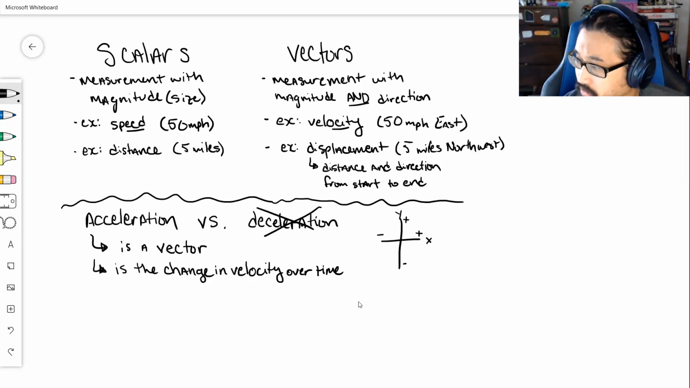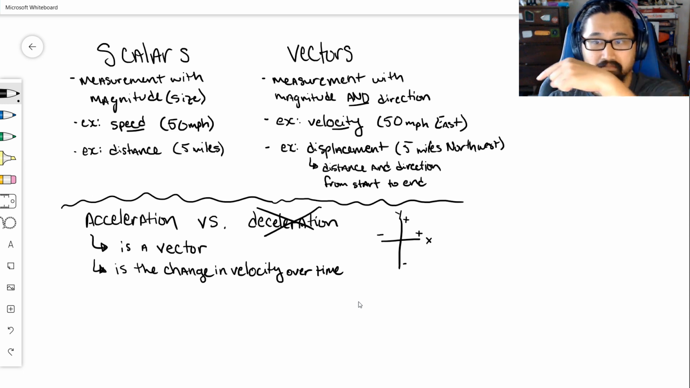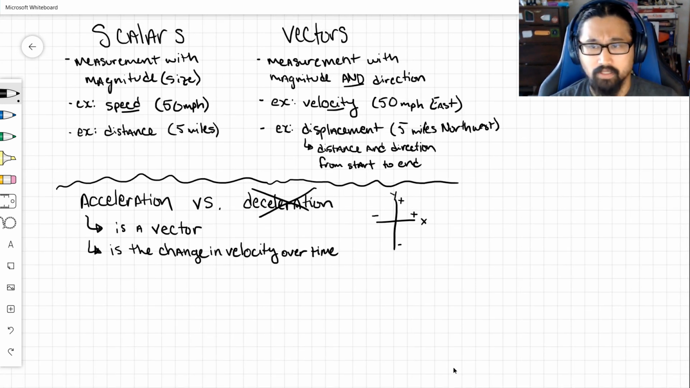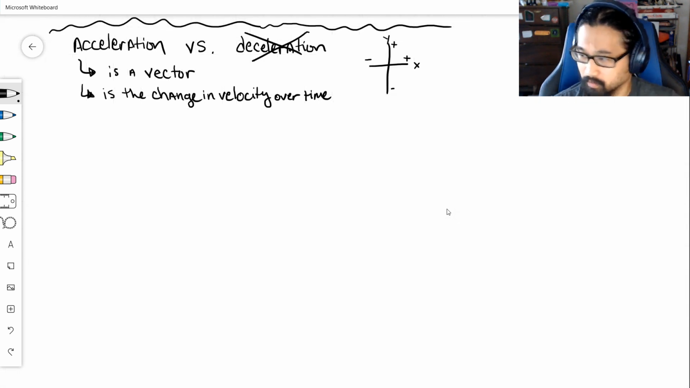Hello there, physics. When last we left, we were talking about that stuff down there. Acceleration, how I don't like deceleration. So scalars, vectors, we did the examples, acceleration versus deceleration. We talked, y'all had more examples.